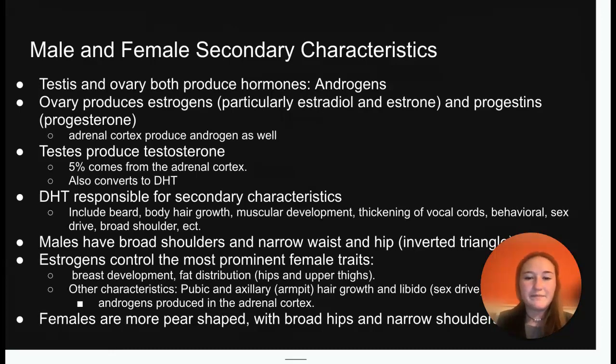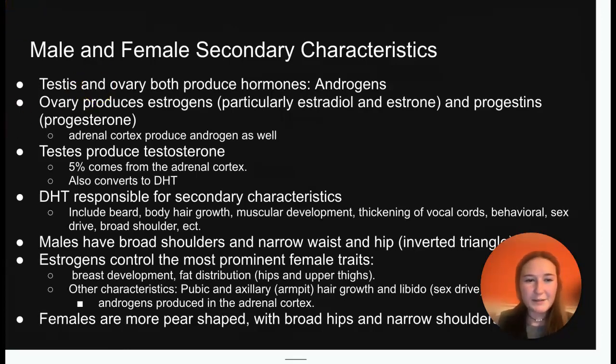And so that causes females to have more of a pear-shaped body with broad hips and narrow shoulders. And then the testes that we've seen produce testosterone and DHT, and the body converts testosterone to DHT as well. And that's responsible for these secondary characteristics, which are a beard, body hair growth, more muscular development, thickening of the vocal cords we talked about in that early slide with the epiglottis. It controls behavioral things, and broad shoulders. And so it will cause males to have more broad shoulders and a narrow waist, which is also known as the inverted triangle.